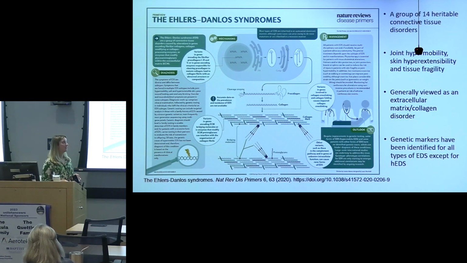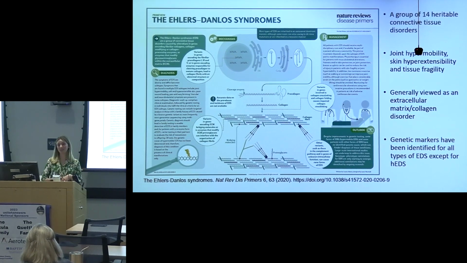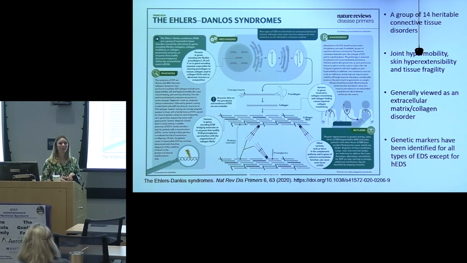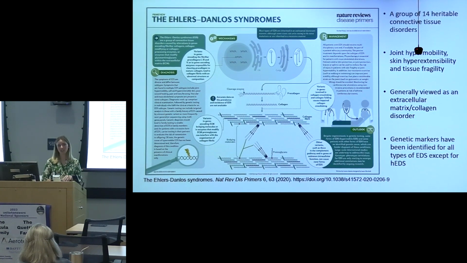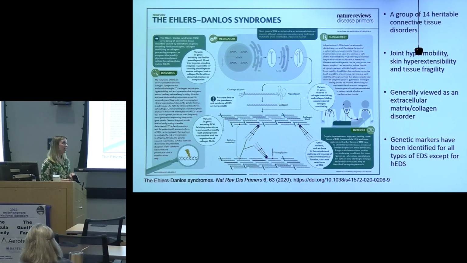It's a group of connective tissue disorders. Depending on who you ask, they'll say there's 13 or 14 types. In the 2017 classification, there were 13 types recognized. Since then, another rare type of EDS was identified. So that's why I go with 14, even though the classification didn't recognize it at the time. Main features: joint hypermobility, skin hyperextensibility, and tissue fragility. It's generally viewed as an extracellular matrix or collagen disorder.